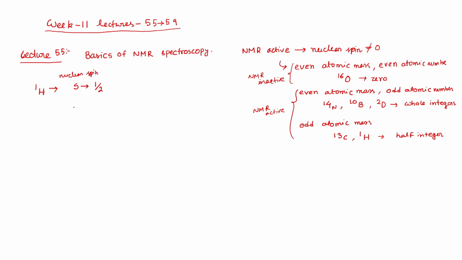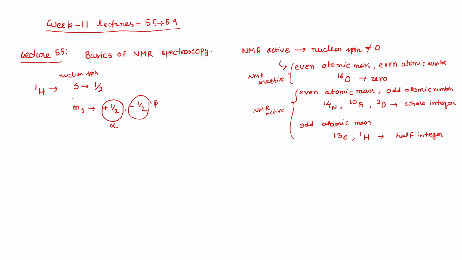So what are the values of MS? MS could be plus half and minus half. So actually spin is always half, but MS, that quantum number, is plus half and minus half. So if someone asks you what is the nucleus spin of proton, then it is half, not minus half or plus half. The plus half we generally denote by alpha and minus half is beta.